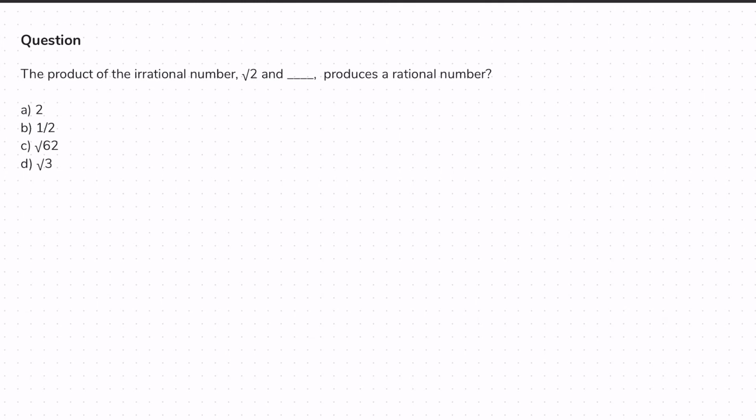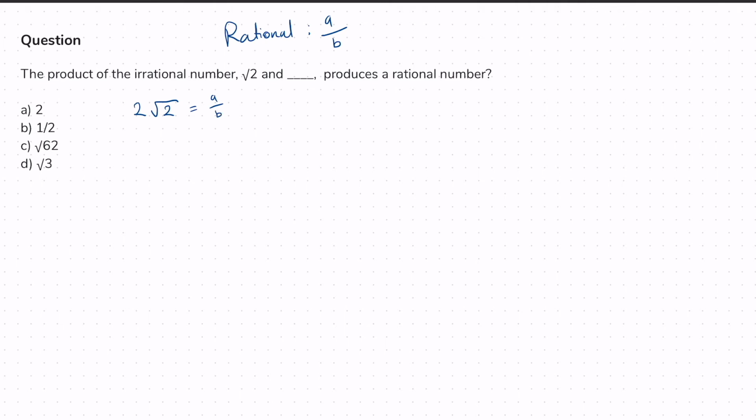Now, for this next question, we are asked to determine which of the following numbers can be multiplied with the square root of 2 to produce a rational number. And remember, we're thinking of rational numbers as a whole number over another whole number in a way that can be simplified. So, what we're asking is, can I express 2 times the square root of 2 in this way?